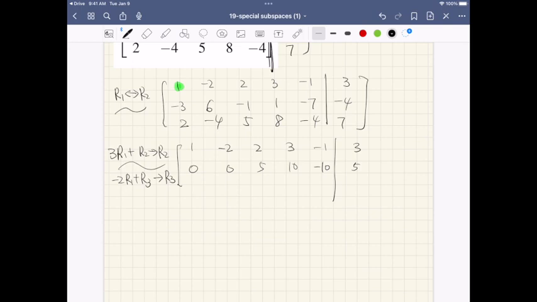And the last one is 0, 0, 1, 2, negative 2, 1. So our staircase, suppose this is the first pivot. And then we come down. So the next pivot will be 5.